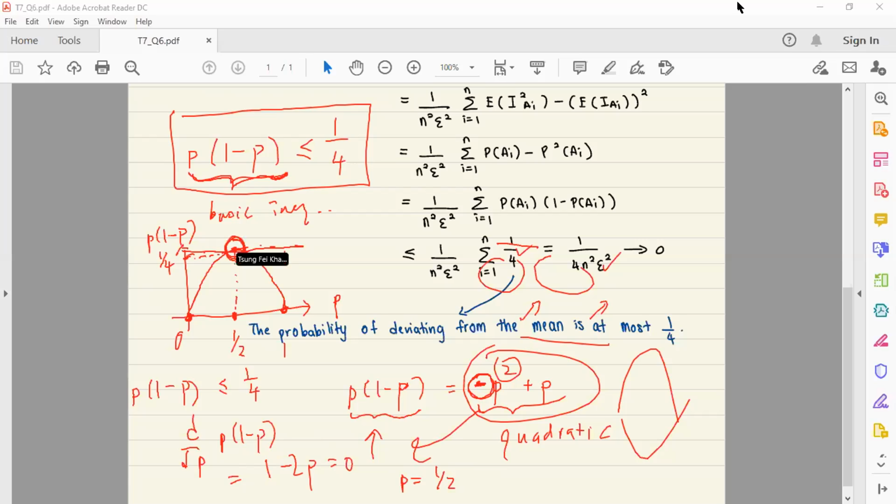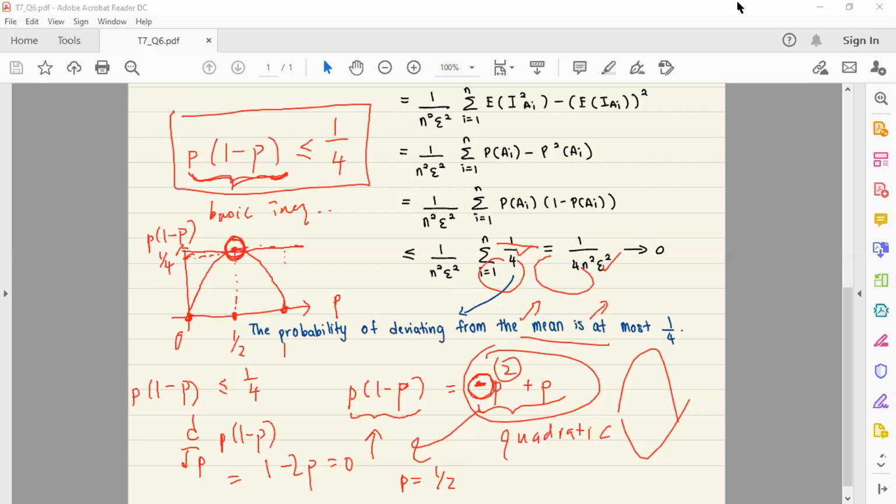Okay, because at this point the derivative is flat, right? So the derivative is 0. So that's your maximum point, and it occurs at p equals 1/2. Okay, that's also okay, but it all comes from this graph, yeah.